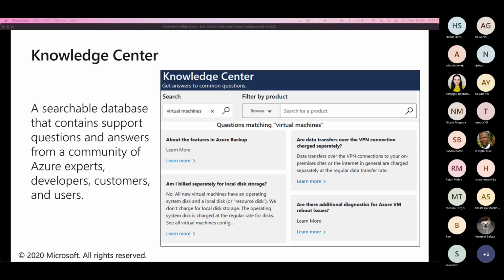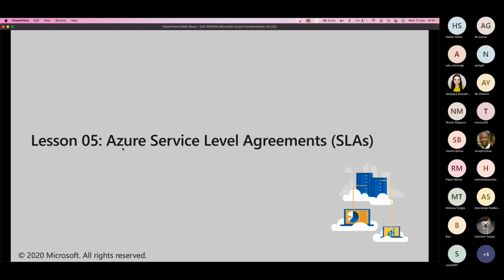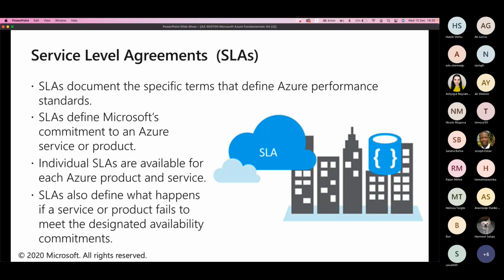So let's carry on. I think this is the last part now. I still have two parts in it. So, Azure Service Level Agreements. Has anyone come across SLAs before, by any chance?